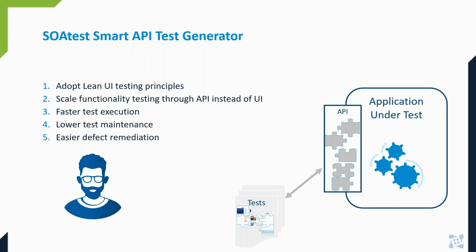This enables teams to more easily scale their test automation and reach higher test velocities due to API tests being faster to execute, having a lower maintenance cost as APIs are more resilient to change, and it also makes defect remediation easier. So let's dive into that technical demonstration and show them now what AI-powered test generation can do. Absolutely.